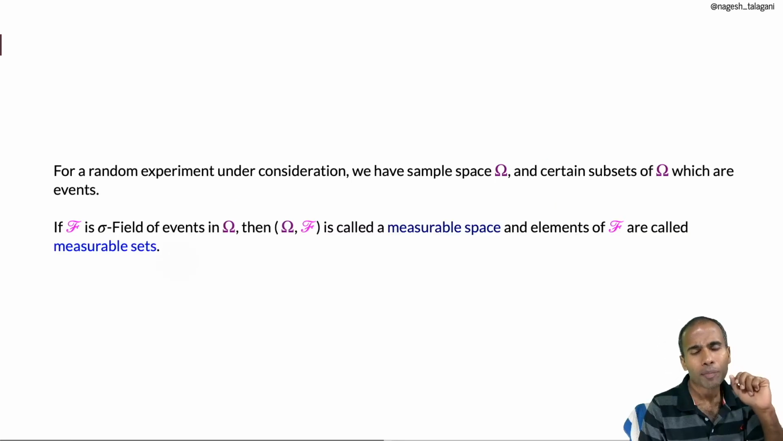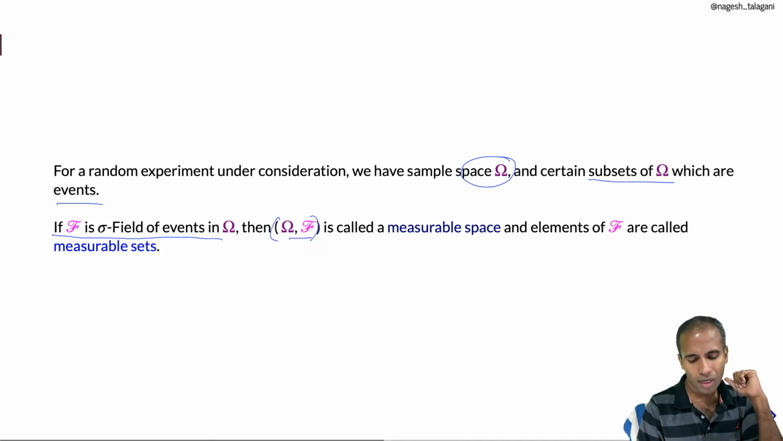For a random experiment under consideration, we have a sample space omega and certain subsets of omega which are events. Here we may not be interested in considering all subsets of omega as events. If script F is a sigma field of events in omega, then this ordered tuple (omega, script F) is called a measurable space, and elements of script F are called measurable sets.